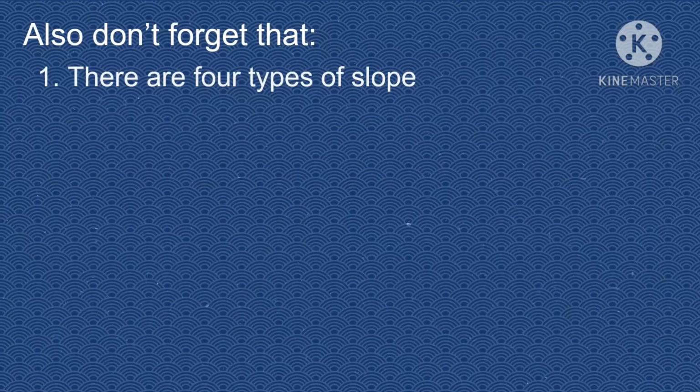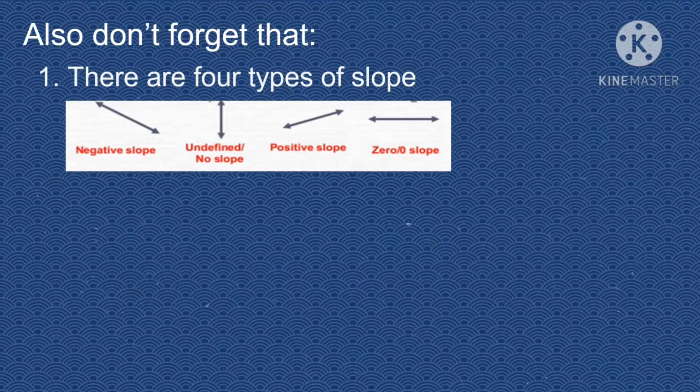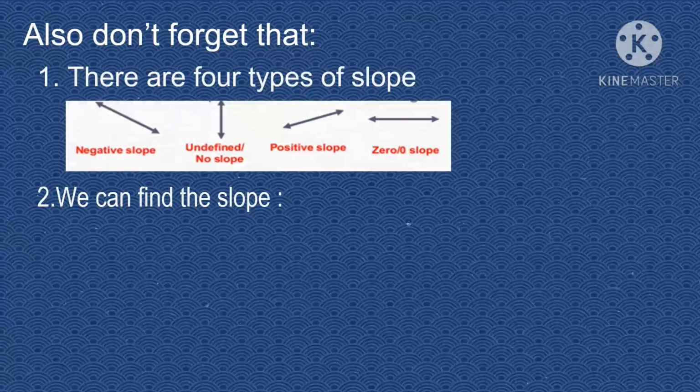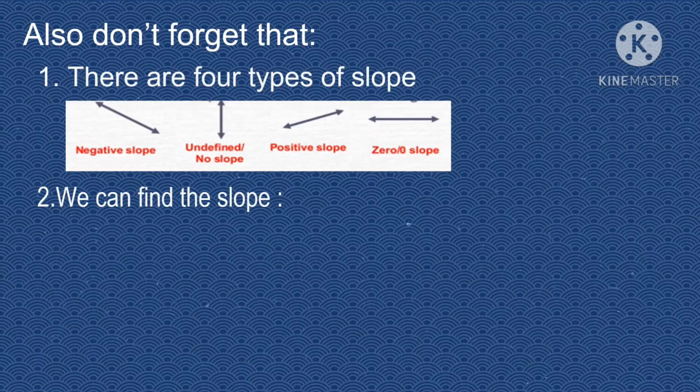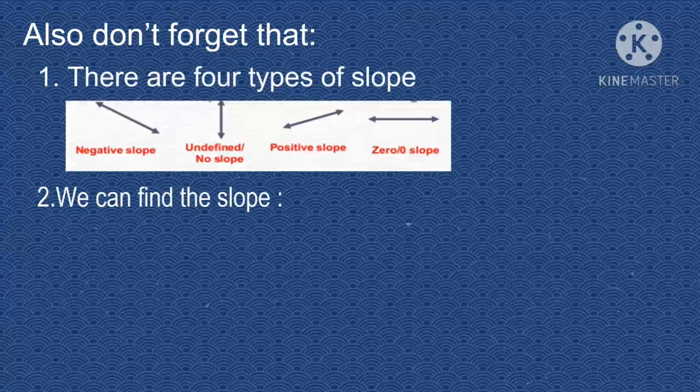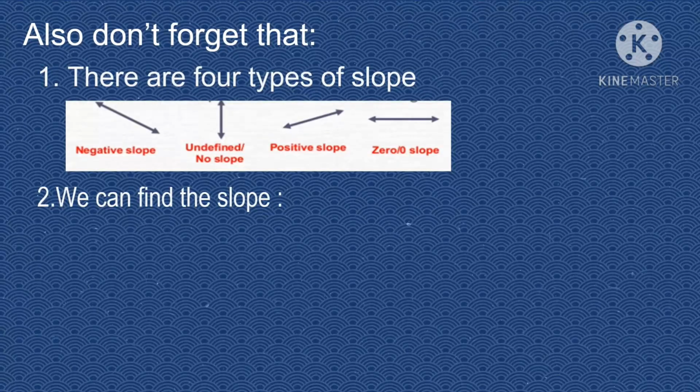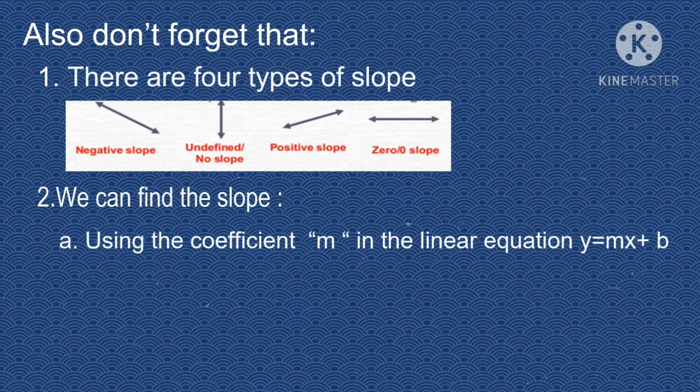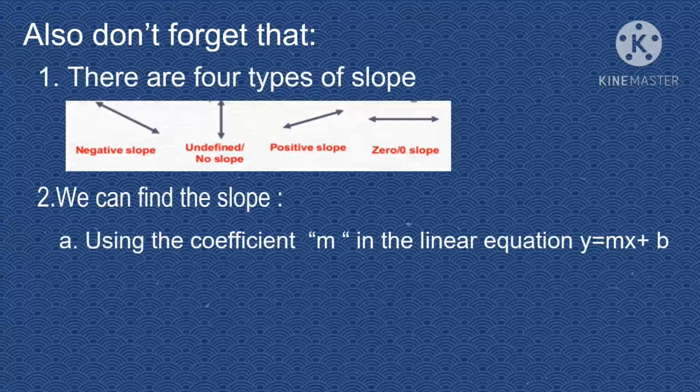Also, don't forget that there are 4 types of slope. When the line rises to the left, it has a negative slope. When the line rises to the right, it has a positive slope. When the line is vertical, it's undefined or no slope. And when the line is horizontal, the slope is 0. We can find the slope using the coefficient m in the linear equation y equals mx plus b.